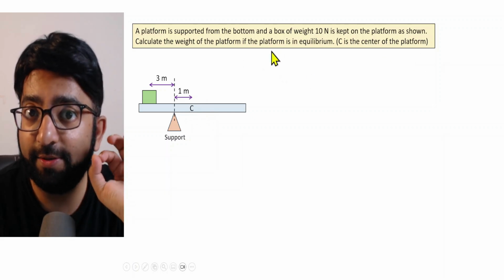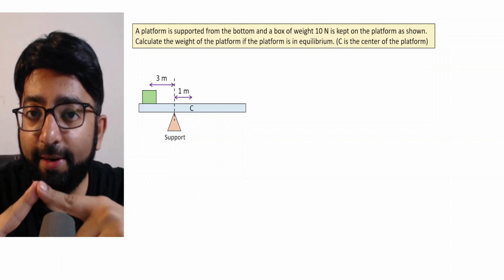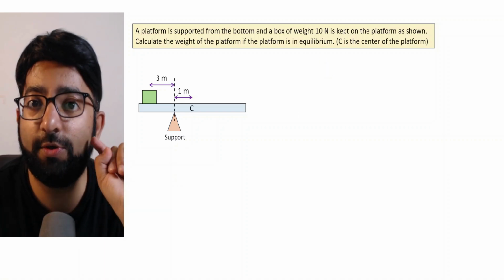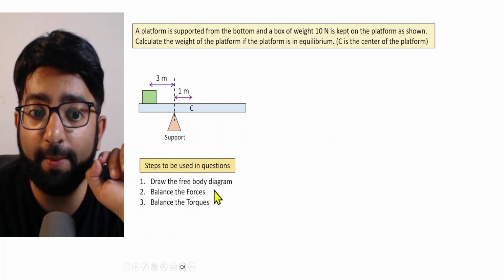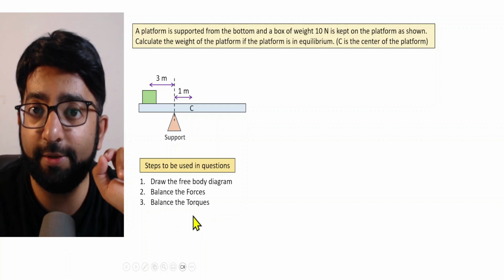Now, since it is mentioned that the platform is in equilibrium, it is in linear equilibrium as well as rotational equilibrium. And remember, while solving questions of equilibrium, always follow the steps. Step number one is to draw the free body diagram of the object. Step number two, balancing the forces. Step number three, balancing the torques.